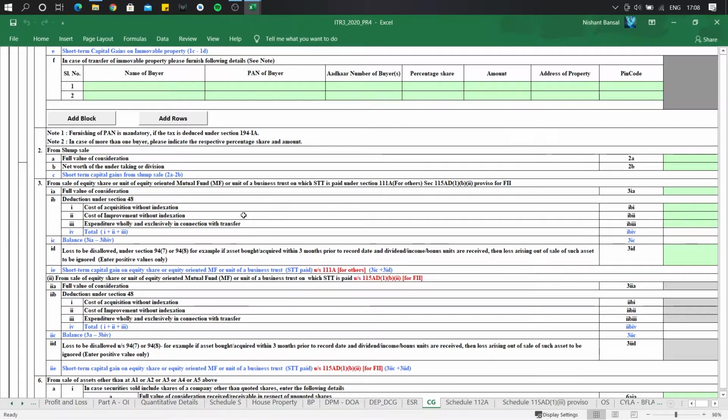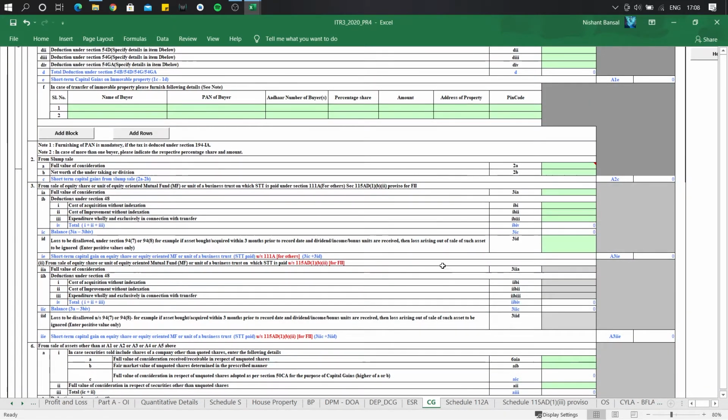So full value of consideration is given to be 50 lakhs. Then cost of acquisition is given to be 42 lakhs. Then we have expenditure of 70,000. Yeah, so it will automatically calculate the short-term capital gain in this case.